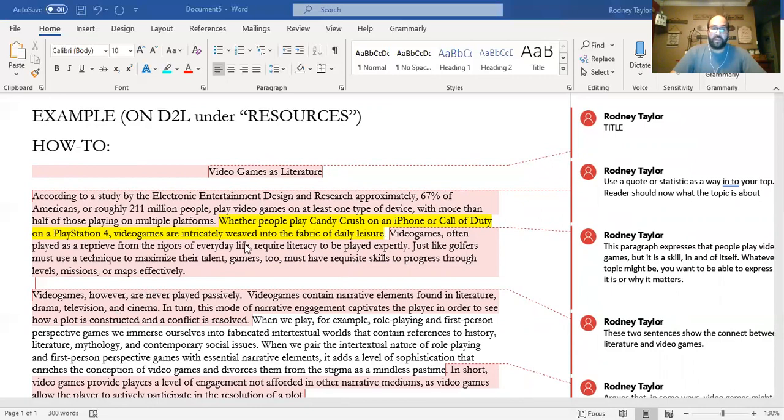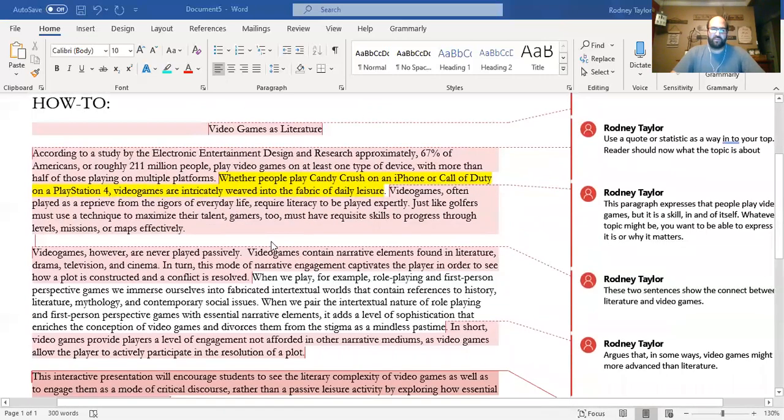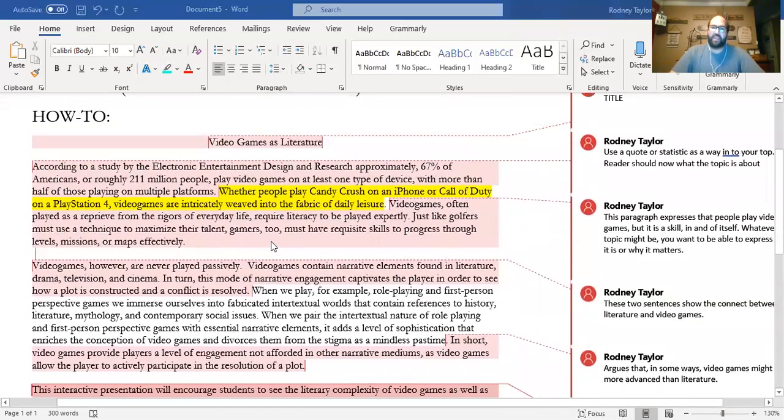Then I transition here, and I highlighted this: whether people play Candy Crush on an iPhone or Call of Duty on PlayStation 4, video games are intricately woven into the fabric of daily leisure. I'm showing that people play video games even if they don't necessarily realize it. It's not all about people playing on a PlayStation 4. It could be people playing on their phones.